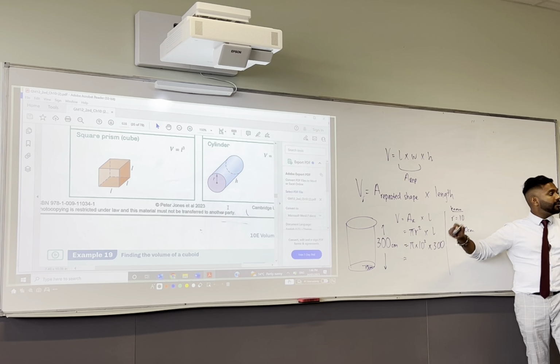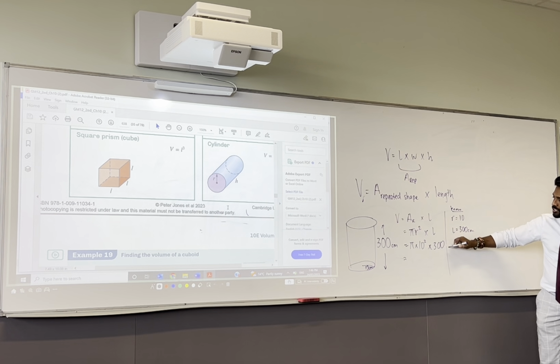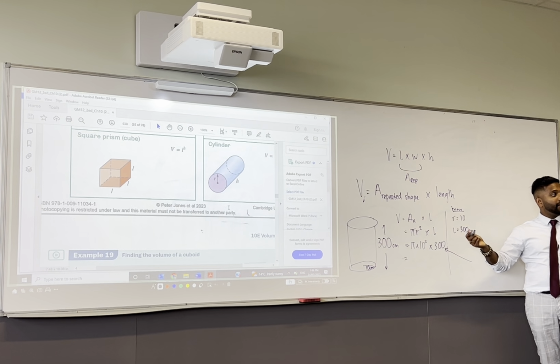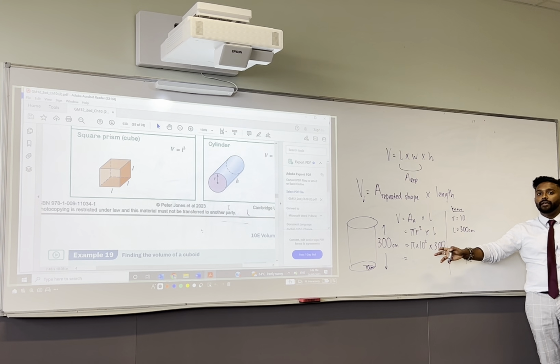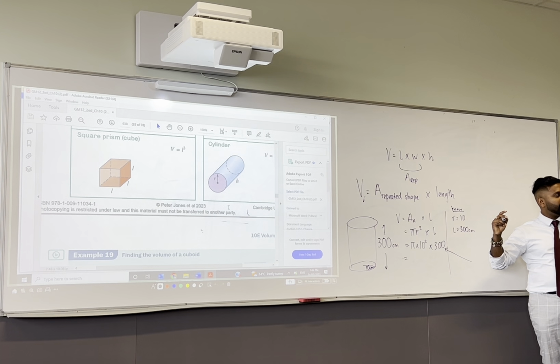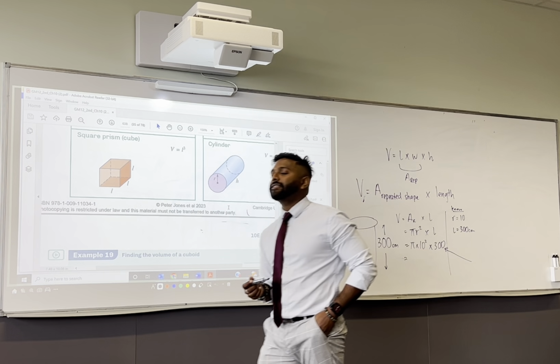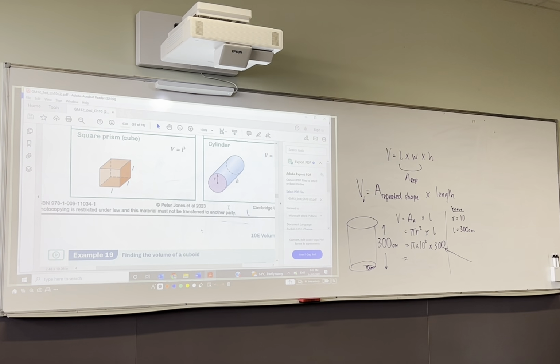Don't just jump in here. 95% of people would just go straight in there. You might get it right, but if it's worth 3 marks, you won't get awarded the marks. So take your time, go through it at a steady pace, but apply this strategy, because it's foolproof, as long as you put your units correctly and the correct decimal places.